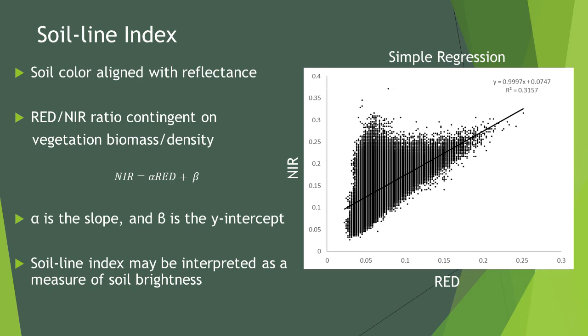Soil color is quantitatively aligned with soil reflectance, and the amount of light absorbed fluctuates with soil brightness. The red near-infrared ratio is contingent on biomass and density of the green vegetation. The presence of vegetation over soil results in a decrease in red band reflectance due to chlorophyll absorption and an increase in near-infrared band reflectance due to mesophyll structure. Directional deviation from the soil line may, therefore, be attributed to plant biomass in addition to soil properties. The soil line index may be interpreted as a measure of soil brightness.